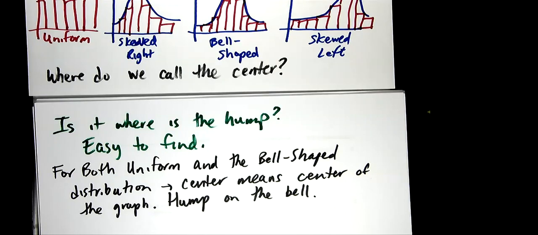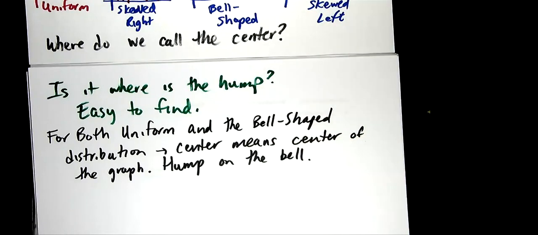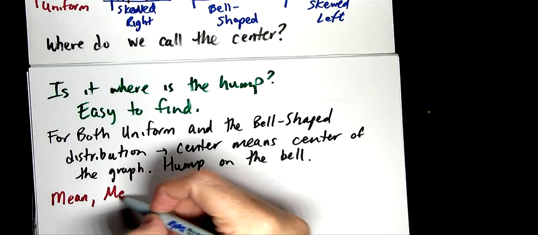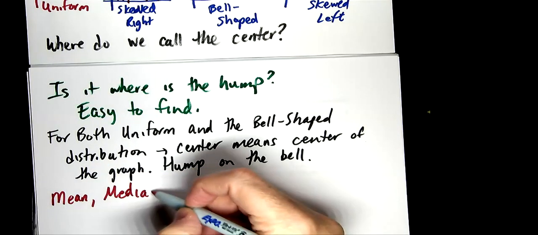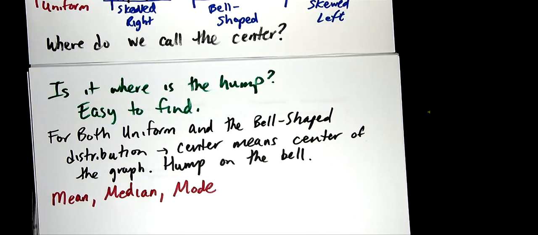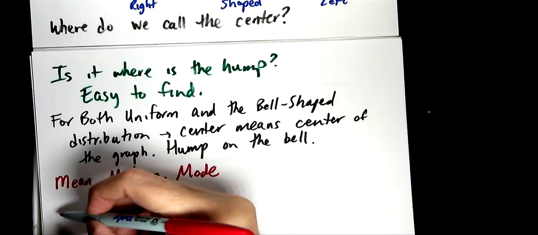There are three ways we actually check for this kind of thing. And these words hopefully are familiar to you: mean, median, and mode. You may not remember what they mean, but hopefully you've heard them before in some lower class, in high school or something. Mean is average.